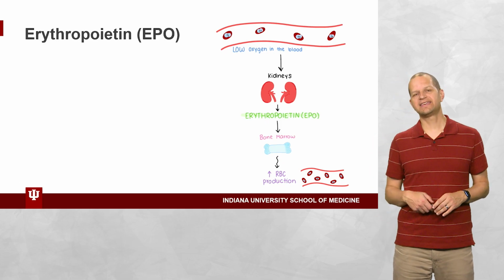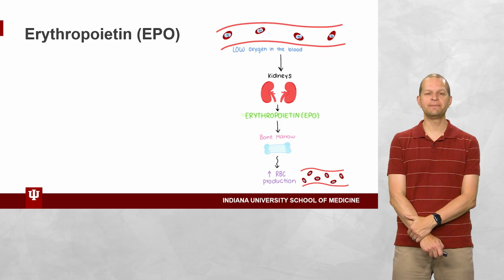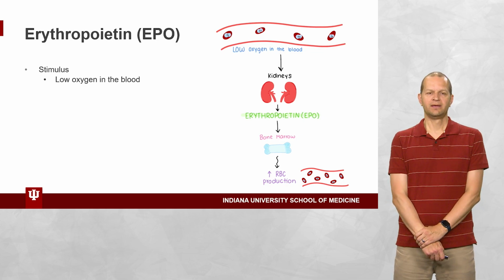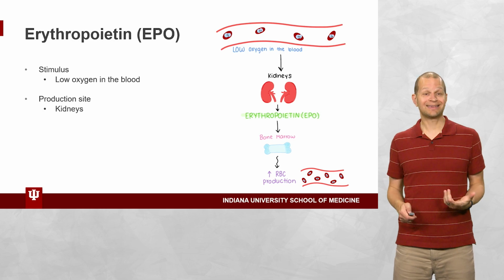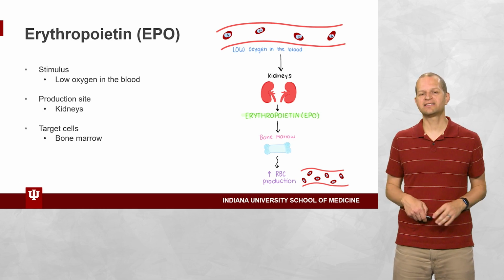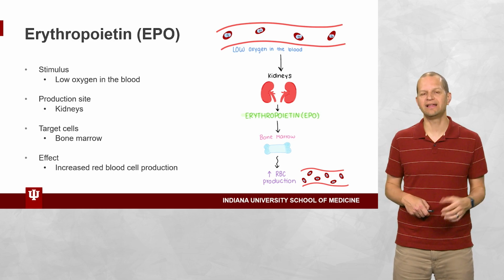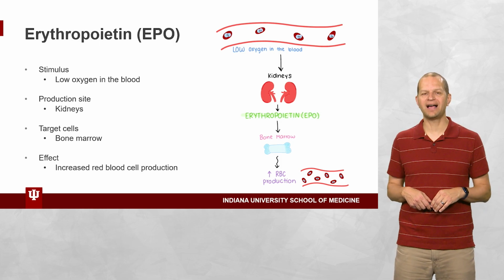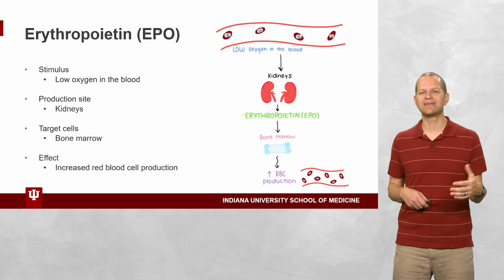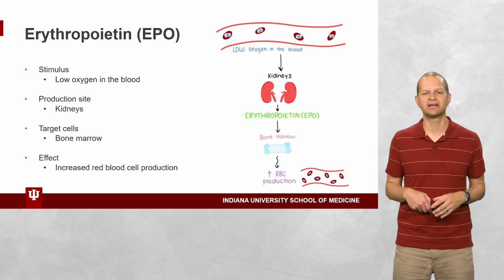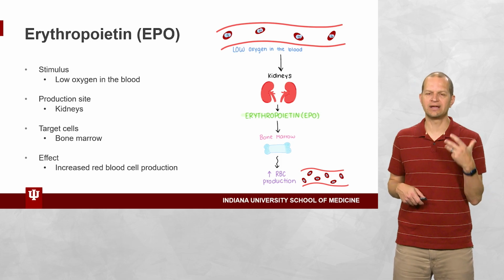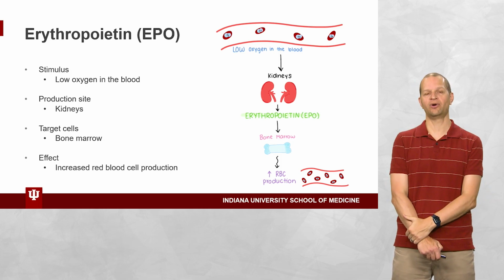Next, we're going to talk about the kidneys. So we've got erythropoietin, or EPO. This is stimulated by low oxygen in the blood. It's produced by the kidneys, and it targets the bone marrow to produce more red blood cells. The reason we produce more red blood cells when we have low oxygen is because red blood cells are how we carry a vast majority of the oxygen in our bloodstream. So if we've got low oxygen, we'll create more blood cells to hold on to even more oxygen.